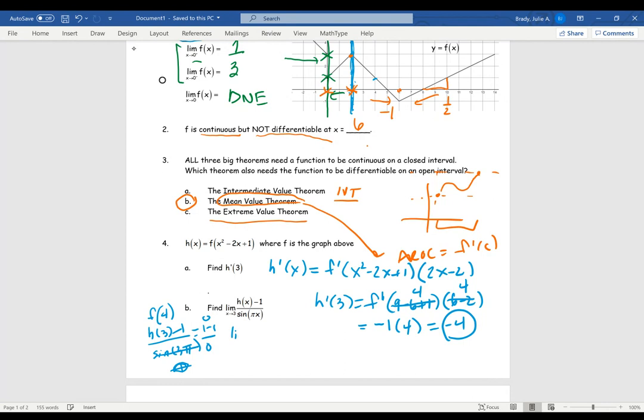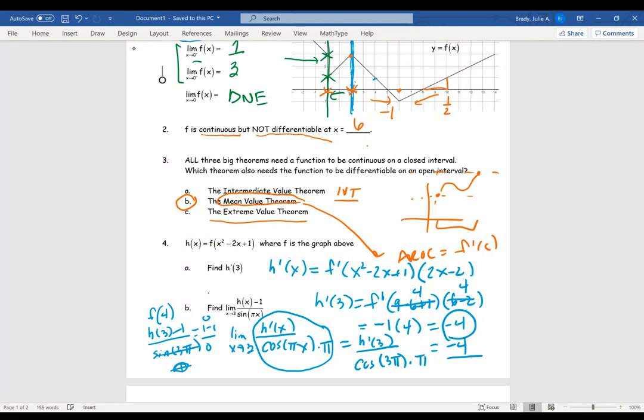Okay, so this is the same as the limit as x approaches 3, and you take the derivative. So it's h prime of x over cosine of pi x. Don't forget baby chain rule times pi. And now your hope is that you can evaluate this and get a number. So we actually found h prime of 3. So it's h prime of 3 over cosine of 3 pi times pi. We found h prime of 3, that was negative 4. And cosine of 3 pi is negative 1 times pi. So I think this is 4 over pi.